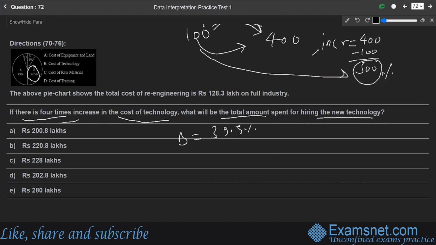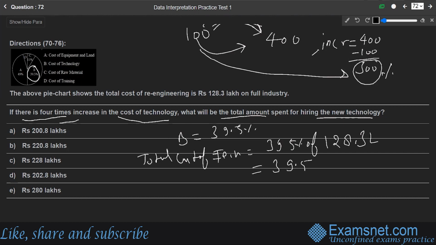So we are supposed to find out 39.5% of the total value. Total cost of technology becomes how much before the increase? This we are calculating before the increase. 39.5% of the total cost, that is 128.3 lakh rupees. If we calculate this further, this is 39.5 over 100 into 128.3. If we solve this, it comes exactly equal to 50.7 lakh rupees. This is the value coming.